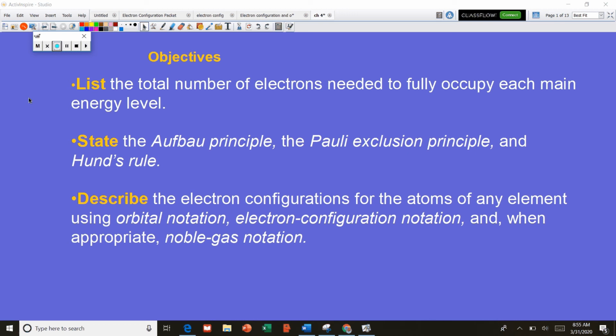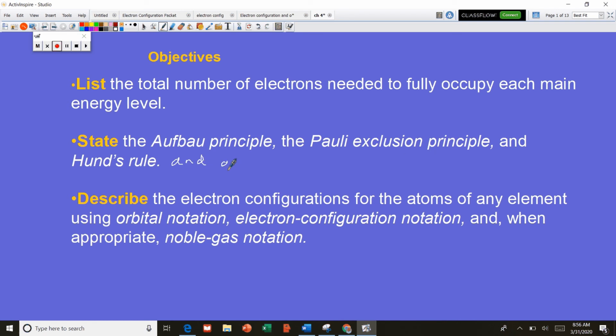So the things we're going to try to accomplish in this lesson today: first, be able to list the total number of electrons needed to fully occupy each main energy level. We should be able to state the Aufbau principle, the Pauli exclusion principle, and Hund's rule. Not only state them, but also apply them to electron configurations. Electron configurations are not difficult. They just require you to think a little bit and to count a little bit.